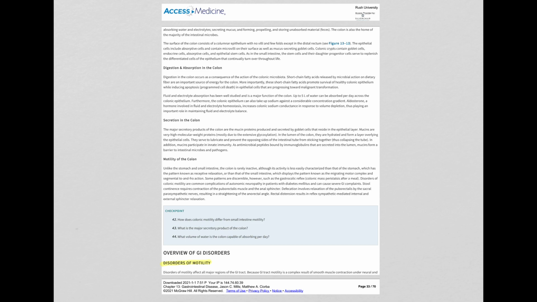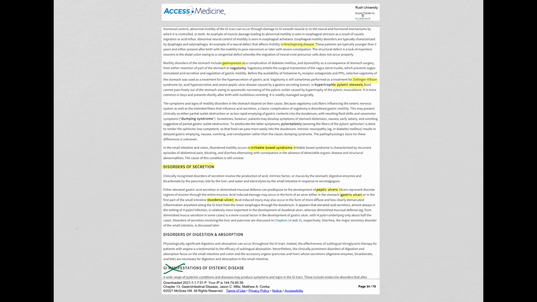So starting with disorders of motility, I want you to read that section. Note that they mention some diseases that you may be hearing about with your other disciplines: Hirschsprung disease, gastroparesis, Zollinger-Ellison, pyloric stenosis, and then we'll get to irritable bowel syndrome later in the block.